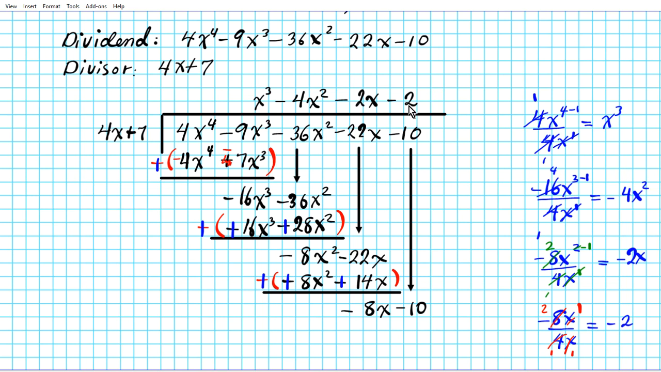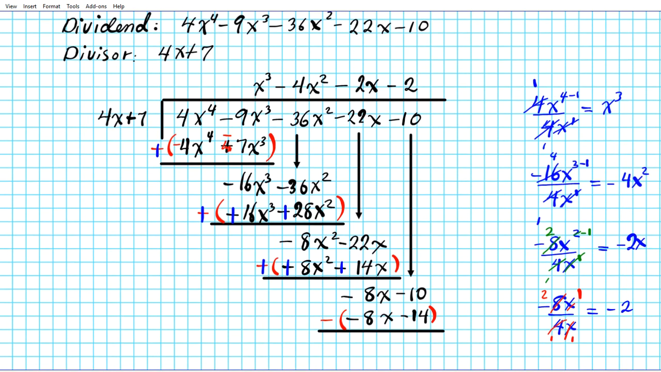And now we're going to distribute negative 2 across these two terms. Negative 2 times 4x is, actually, negative 8x. Negative 2 times 7 is negative 14. Now what do we do? Finally, we are going to subtract again. And then we don't have any terms to bring down. We are at the end, so the final difference will be our remainder.